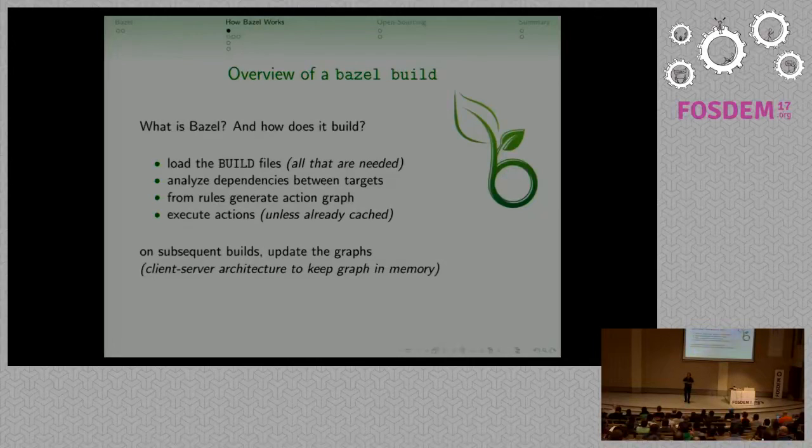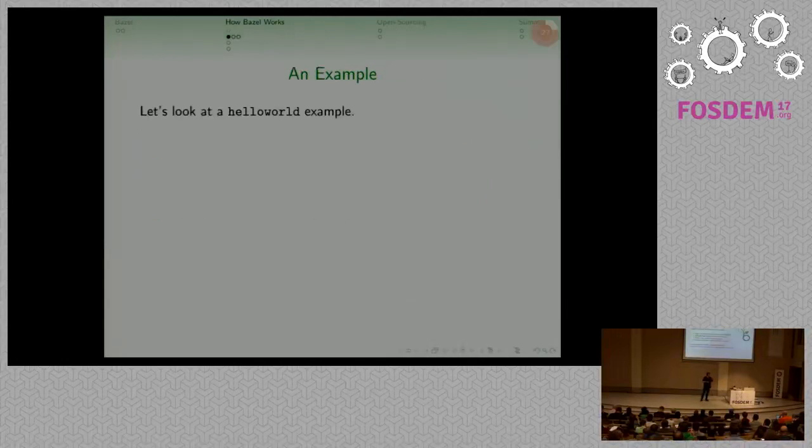And once you ask for another build or another test in the same working directory, in the same checkout, basically the same workspace, then the information will already be in memory and only updated with changes made to the files since you last invoked Bazel. And that's also how we can handle the whole dependency graph in memory and read everything without losing too much time on computing the build graph over and over again.